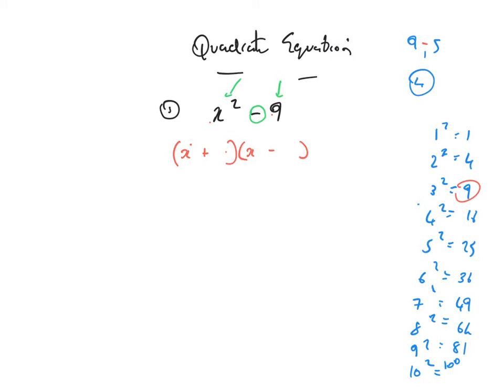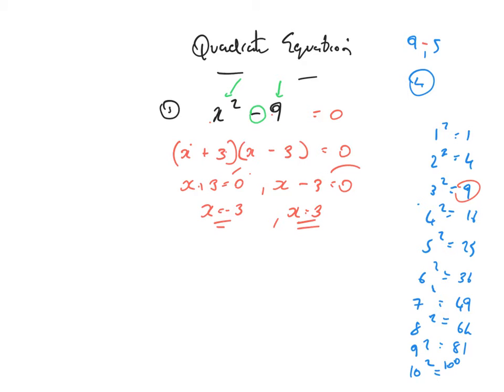Square root of 9 is, well, it's 3, because remember the square root of something is the number you multiply together to get that number. So the square root of 16, for example, is 4, because 4 times 4 is 16. Square root of 25 is 5, because 5 times 5 is 25. Okay, so I've got (x plus 3)(x minus 3) equals 0. x plus 3 equals 0, or x minus 3 equals 0, which means x equals minus 3, or x equals 3.